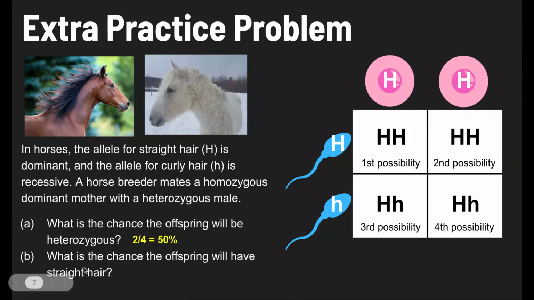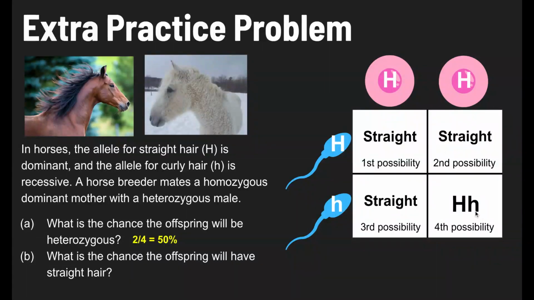Okay, now let's look at this part B. What is the chance the offspring will have straight hair? Well, as long as they have a big H, they will have straight hair. So this offspring would have straight hair, this one would have straight hair, this one would have straight hair, and this one would have straight hair. All of the possible offspring have straight hair. So 4 out of 4 is equal to 100%.